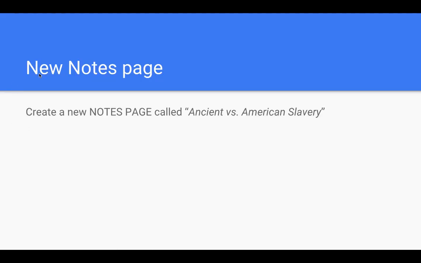Okay, you are going to be creating a new notes page. And this new notes page is called Ancient versus American Slavery. So you already made a notes page for the ending of indentured servitude. Now you're going to be making a whole new notes page called Ancient versus American Slavery. You can put this next to the journal page you just made. And then today's date, 10/11/2018. Pause now.